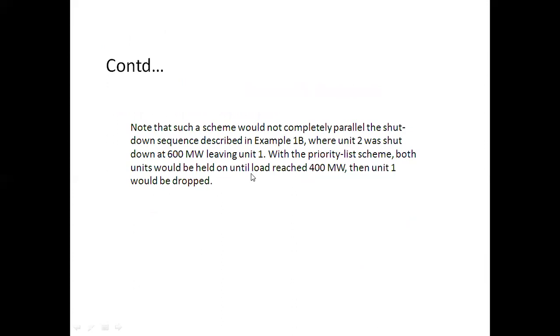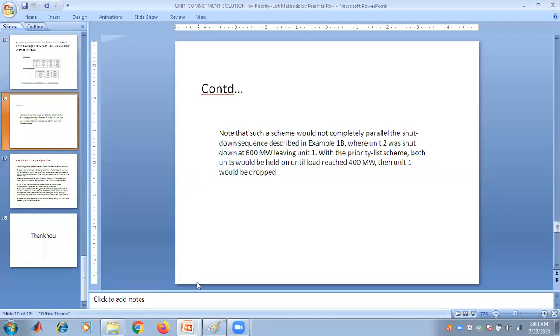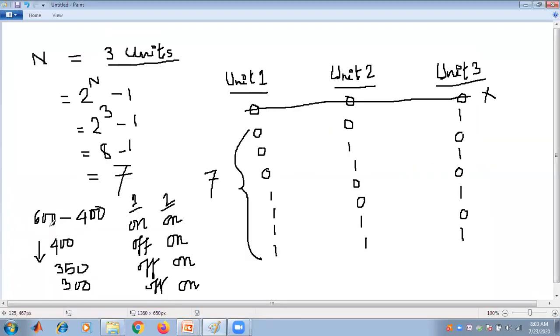Both units will be held on until the load reaches 400, then unit 1 should be dropped. That we have already seen: from 600 to 400, both units are in running condition, and below 400, unit 1 is off and unit 2 is on. So for the load below 400, in all these cases unit 1 is off and unit 2 is on, by applying the concept of the priority list method.